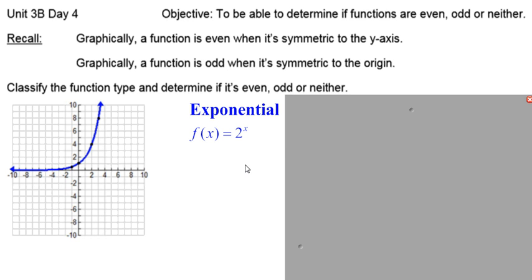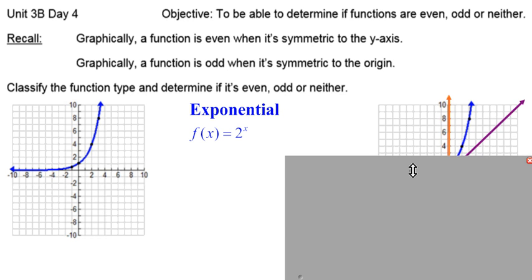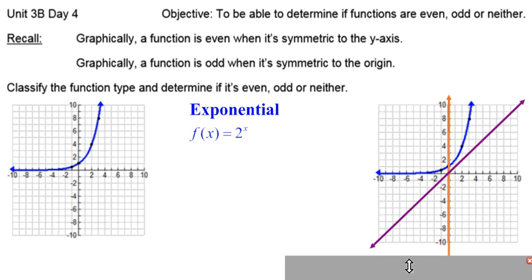Again, for odd functions, we want to look at having some symmetry through the origin. So what happens on one side of my function would be symmetric to the other side. If I look at those two symmetry tests, I can see that neither one works for this function. So it would be a neither.